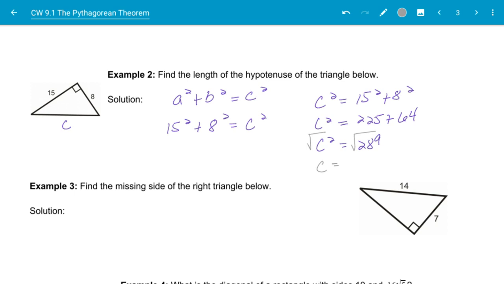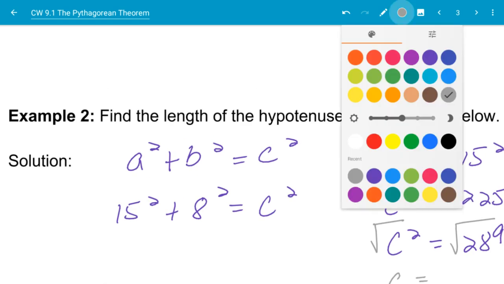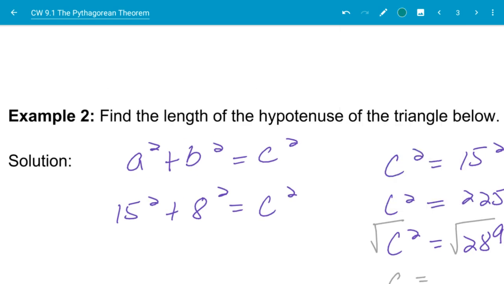So c is going to be equal to, and this is a part that we always leave out. I'm just going to explain this real quick, and then we'll do it. But let's say that I have x squared is equal to 9. So I take the square root of both sides, and I take the square root of x squared. Well, I'm not going to do it this way. Let me explain a little bit different way.